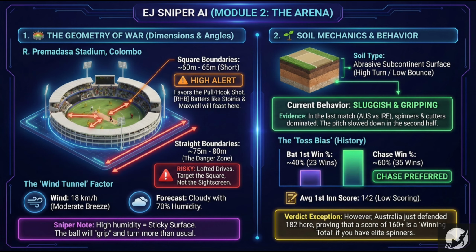Now, analyze the soil mechanics. The surface is abrasive and sluggish. High turn. Low bounce. With 70% humidity, the air is thick, and the ball will grip the surface. The verdict. History says, chase preferred, with a 60% win rate. But Australia just defended 182 here. If you score 160 plus and have elite spinners, the soil fights for you.